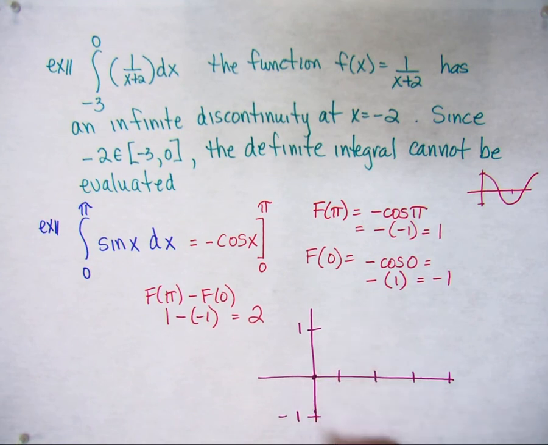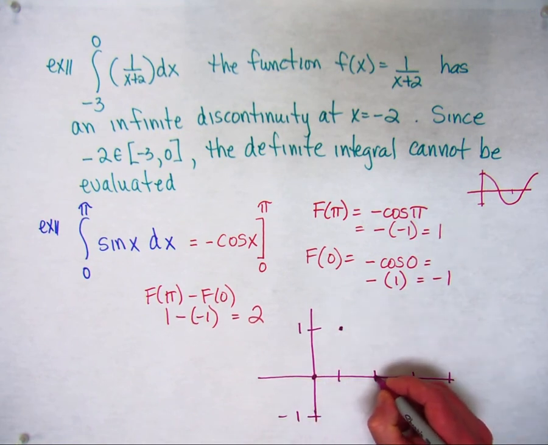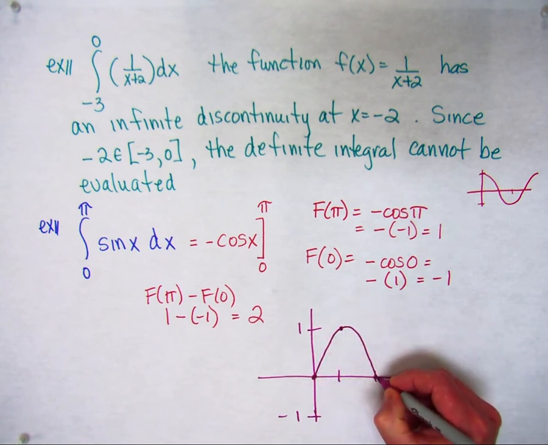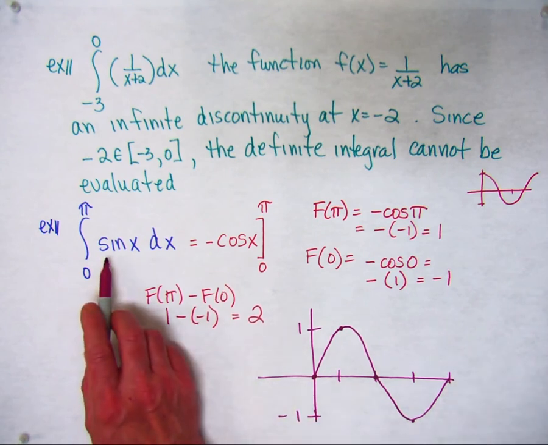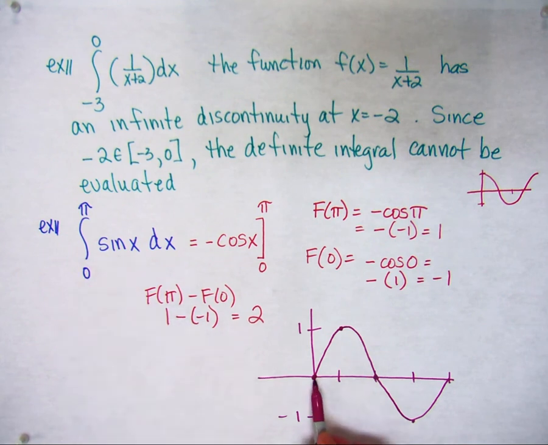starts at 0 and travels up to 1 at 90 degrees, back down to 0 at 180. So a sine wave travels up like this, and then in quadrants 3 and 4, it just travels in the negative direction, so like this. So what does this number 2 represent? Well, we're being asked to find the definite integral of a sine wave between 0 and pi. So between 0 and pi would be this region right here.